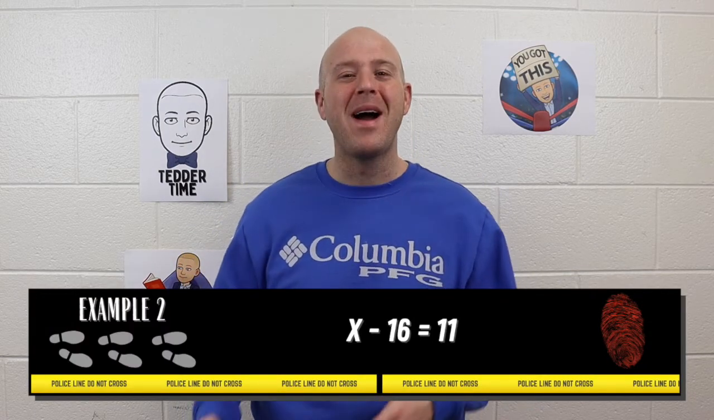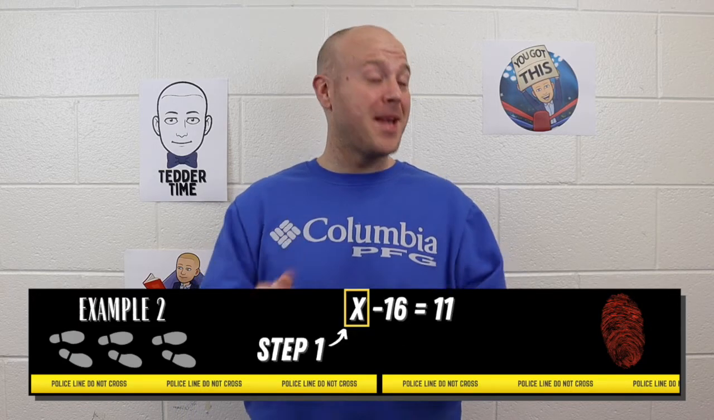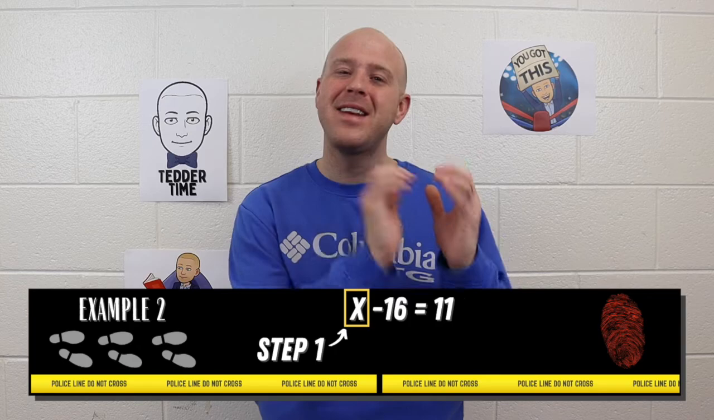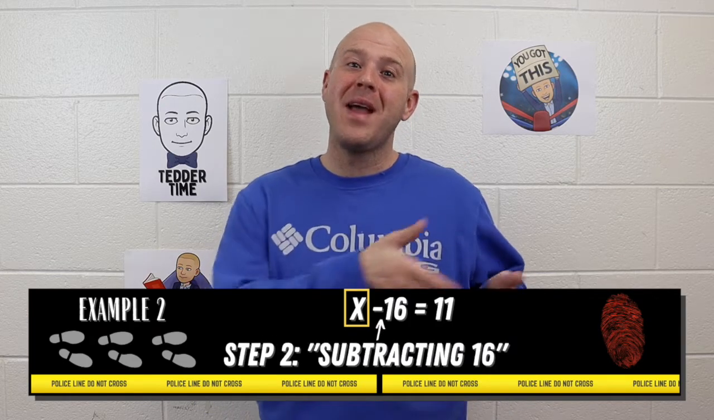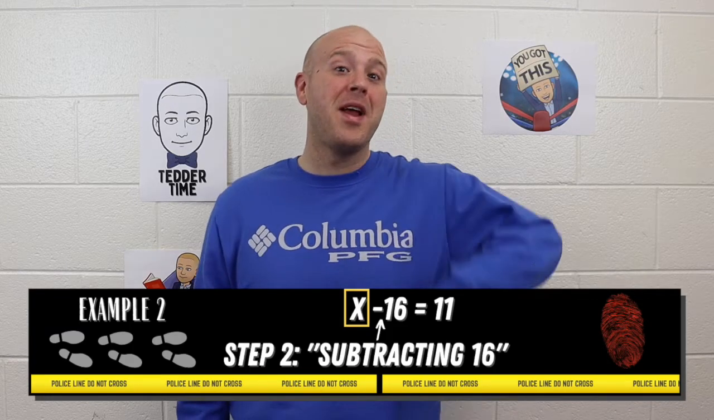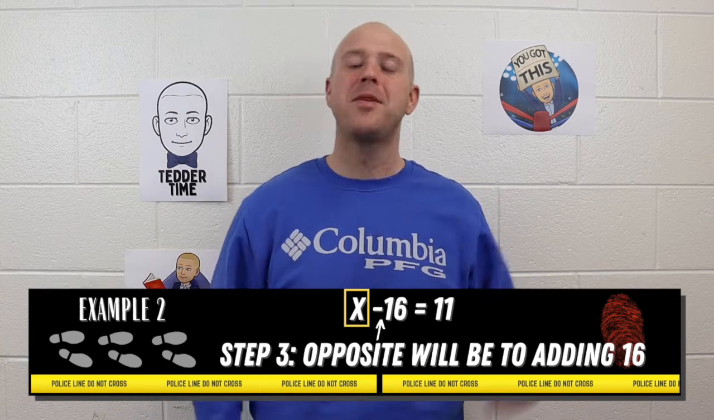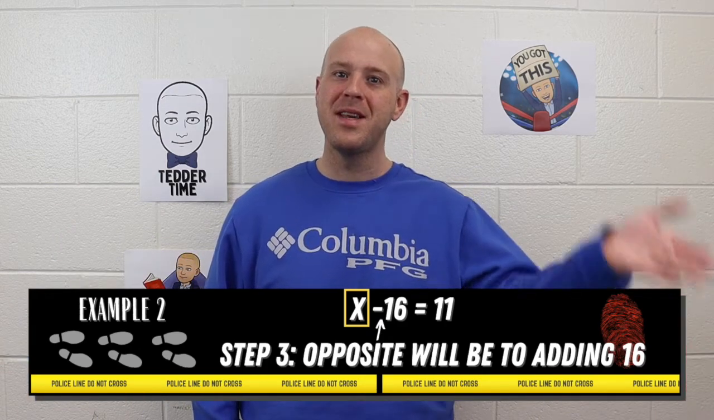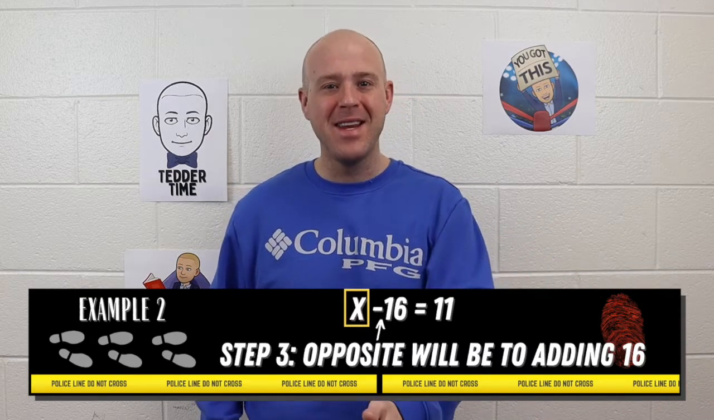So x minus 16 equals 11. Alright, so step 1, isolate that x. Get it alone. Step 2, identify your clues. I'm subtracting 16. I'm going to write that down, because this is going to help me in step 3, undo the clues, which is the opposite. So the opposite of subtraction is addition. I'm going to add 16.